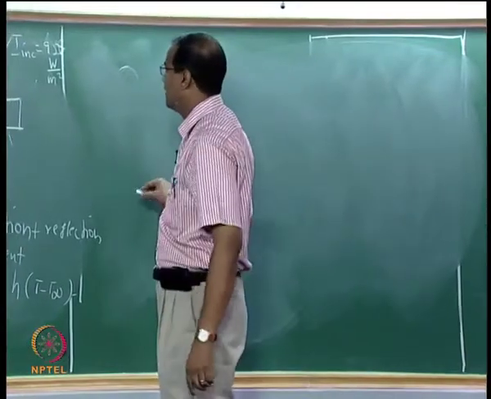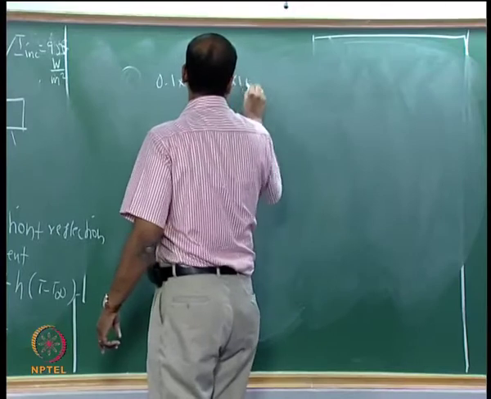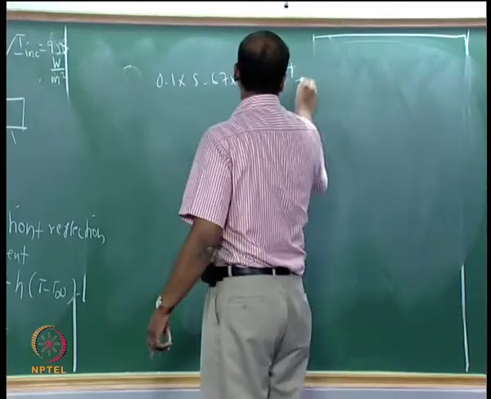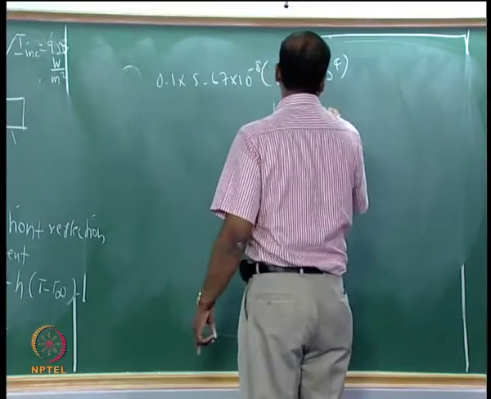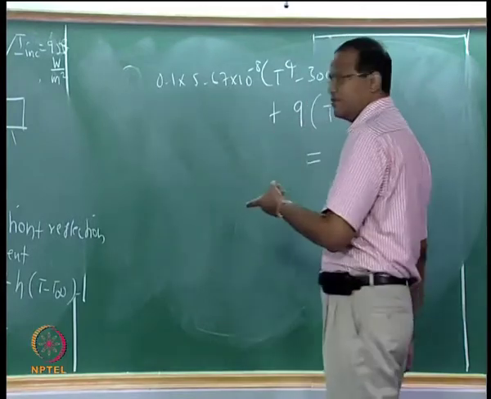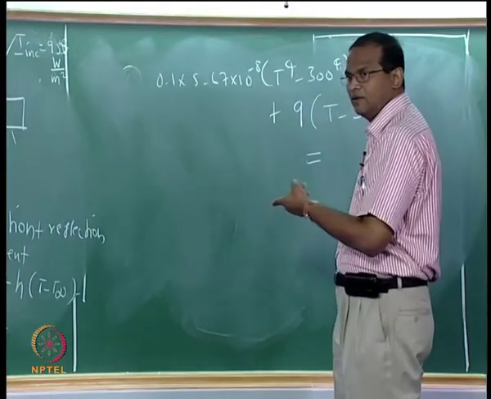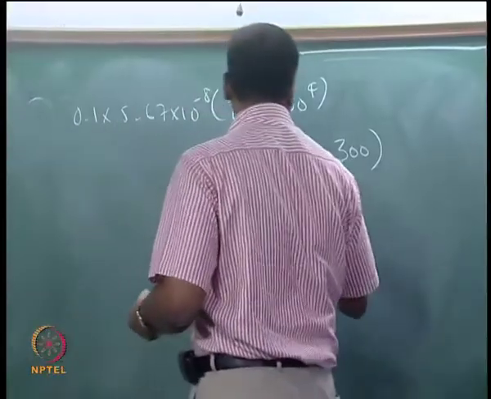Epsilon I gave you, what is the value? 0.1. Solar absorptivity is 0.9, correct. So the right side is 0.9 into 950, how much is that? We will just read.